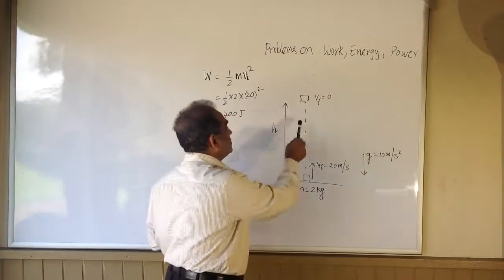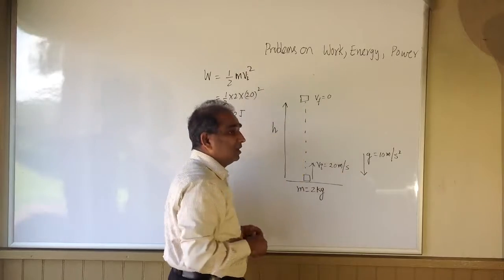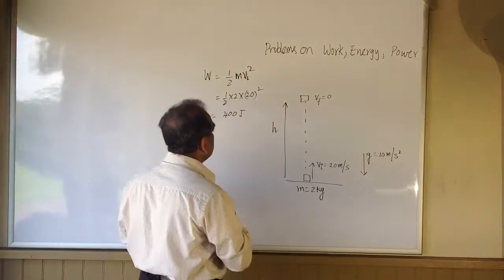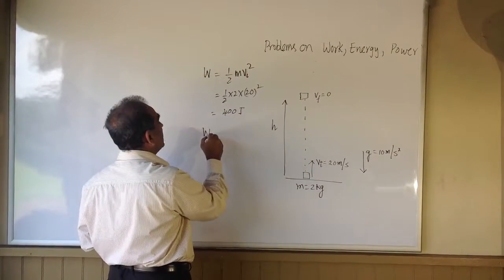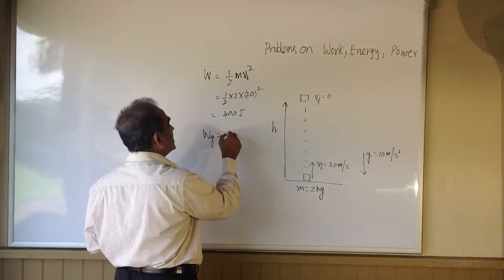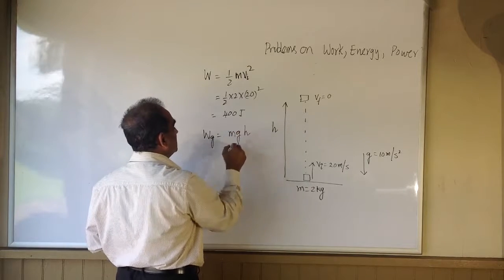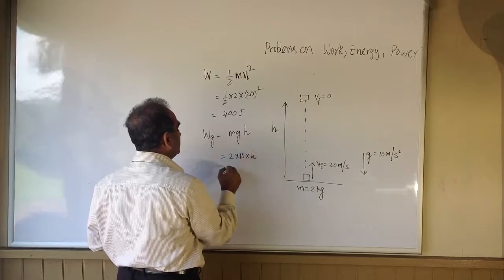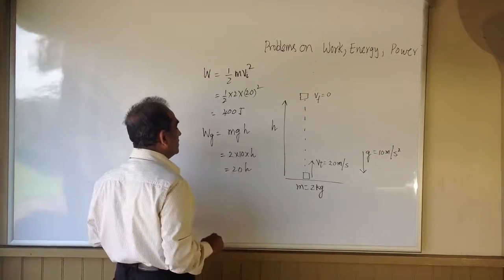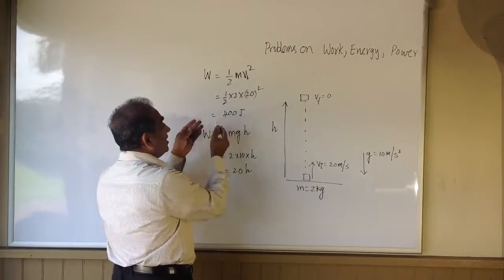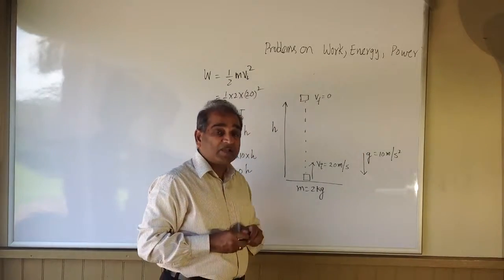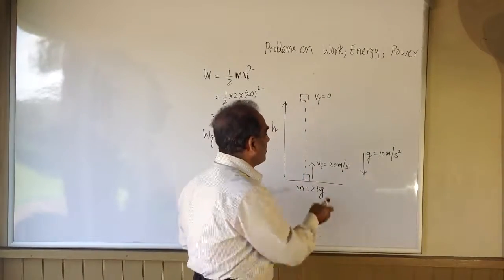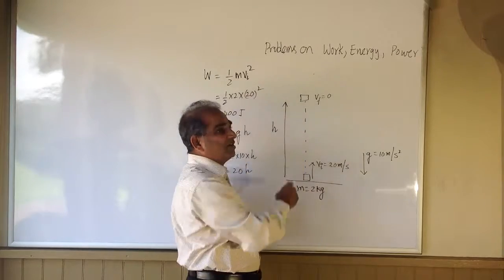Okay, when it goes up, this kinetic energy becomes 0, but it's converted into potential energy. So the potential energy, which is the work done by gravity, will be equal to mgh, which is 2 times 10 times h, which is 20h. This work done and the energy I supplied are the same, because energy can neither be created nor be destroyed. Whatever energy I supplied in the form of kinetic energy is getting converted into potential energy here.